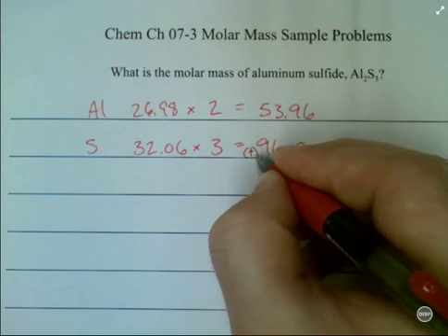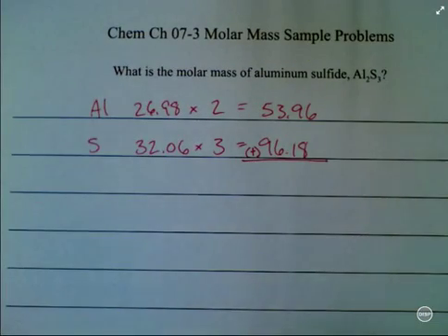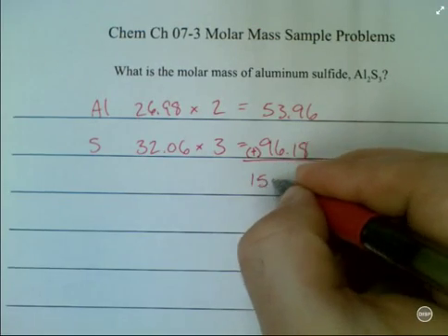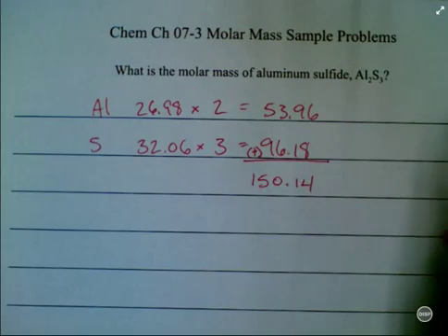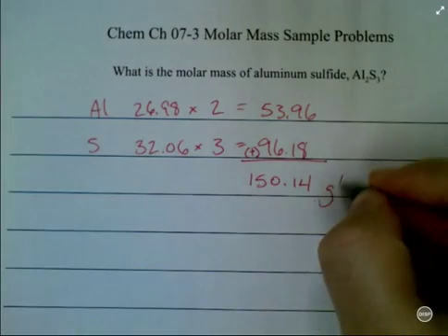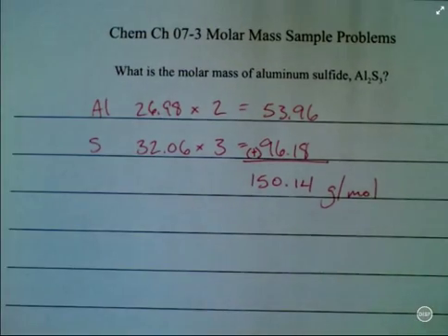Next step, I am going to add these values together. Again, I'll use my calculator off camera for some help, be a little easier on myself. And my calculator will tell me 150.14. The appropriate units for molar mass are grams per mole.